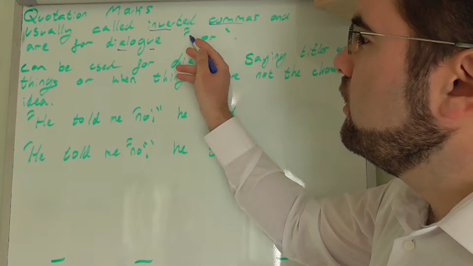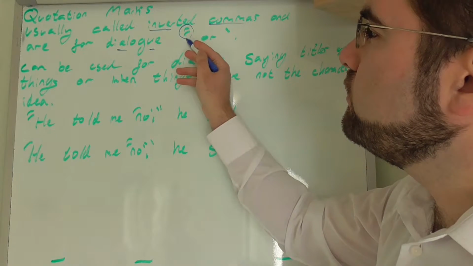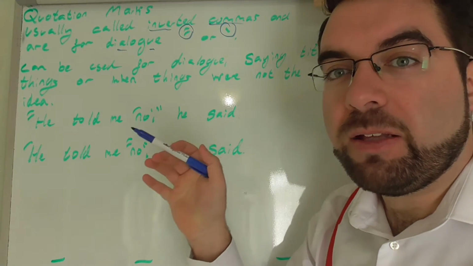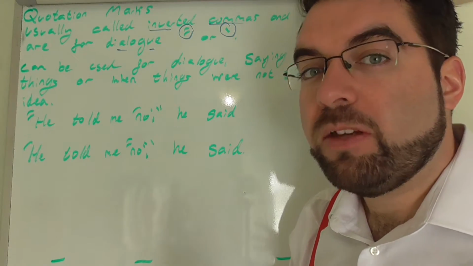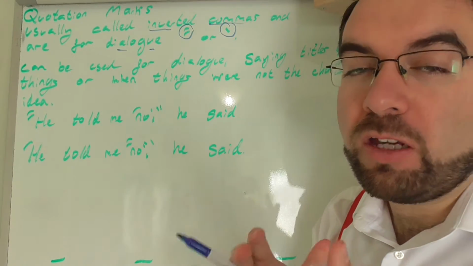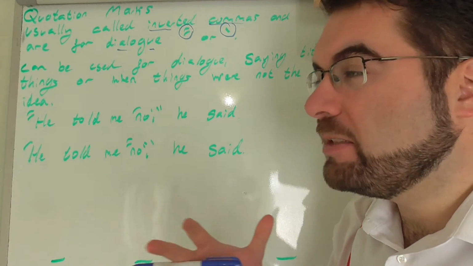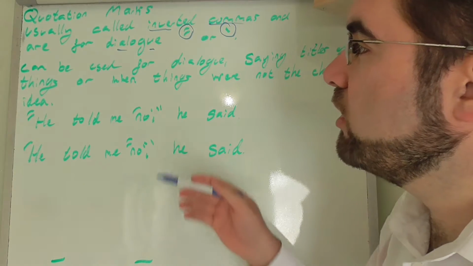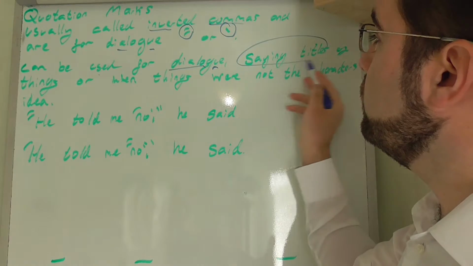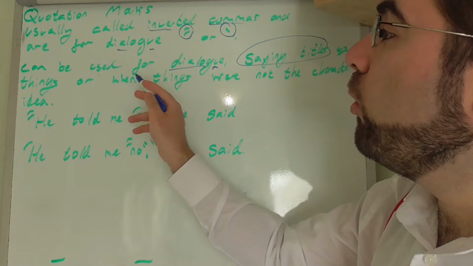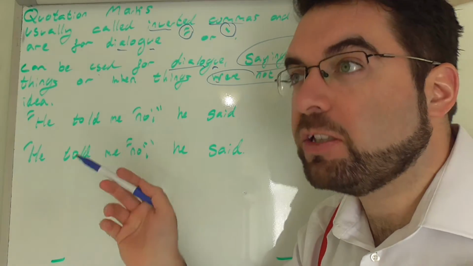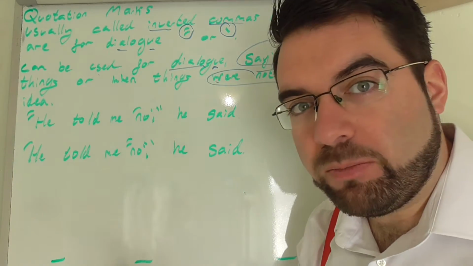And it's either this one here, with two marks, or a single one, like that. Same thing, just two different ways of writing it, because they both have a slightly different use. It's just which one can be used when is slightly different, and there's no real rules for it. They can be used for dialogue, saying titles of things, or when things were not the character's idea, when one character is quoting another character, for example.